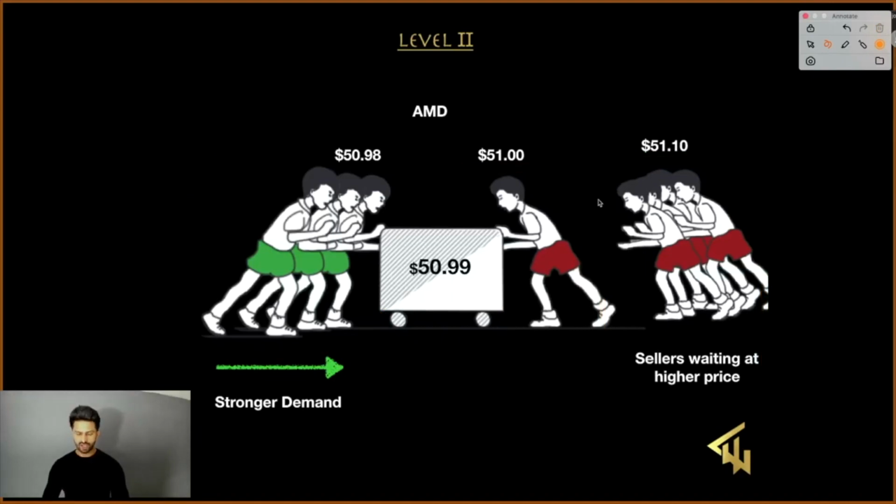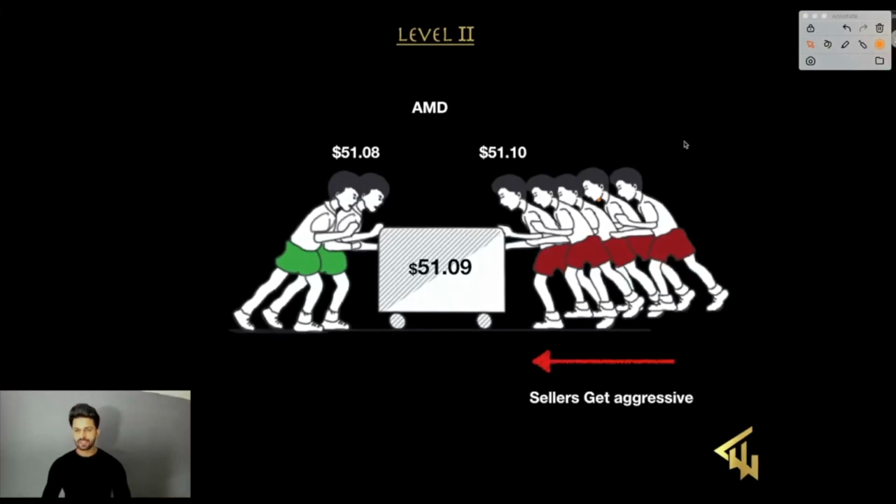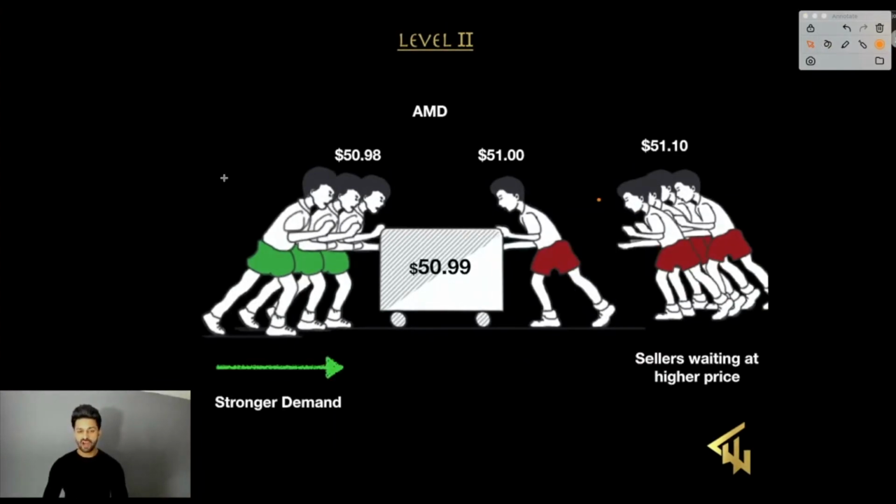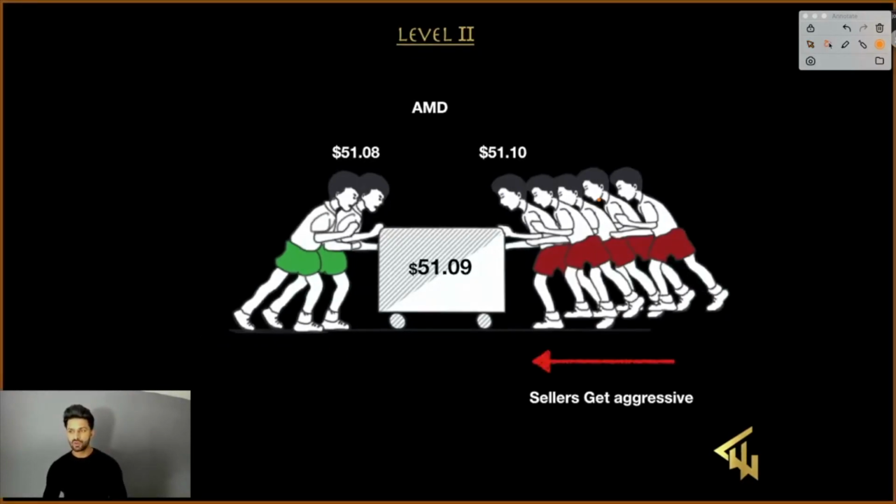So let's go over scenario 1. In scenario 1, from here we have 500 buyers, and as they get closer to 51.10, at 51.08 we have a big drop of buyers, and let's say now we have only 200 buyers or buy orders at 51.08, right?